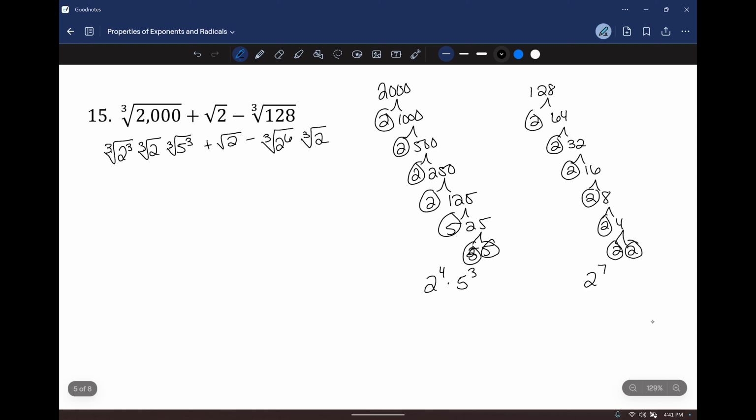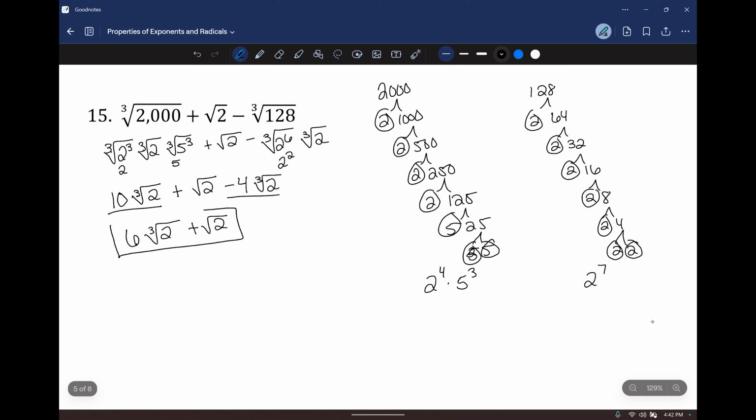So the cubed root of 2 cubed is 2, and the cubed root of 5 cubed is 5, and we need to multiply those together, which makes 10 cubed roots of 2. Then we have this square root of 2. The cubed root of 2 to the 6th would be 2 to the 2nd, which is 4. So we have 4 cubed roots of 2. So I can put together the 10 cubed root of 2 and negative 4 cubed root of 2, which makes 6 cubed roots of 2 plus the square root of 2.